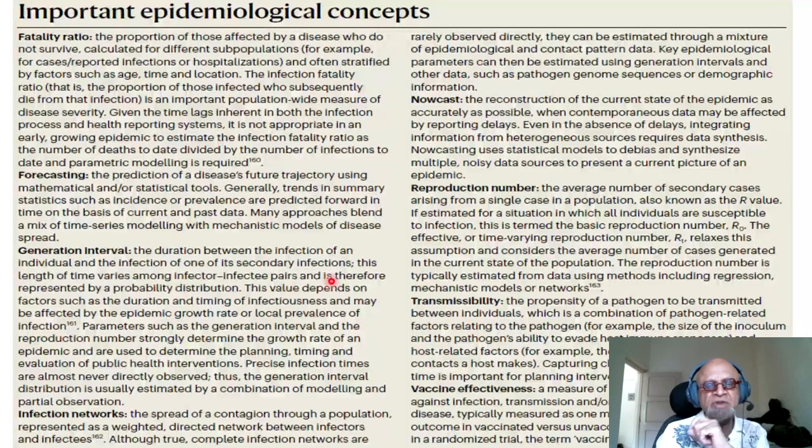Generation interval, the duration between the infection of an individual and the infection of one of its secondary infections. So let's not go into that, because that length of time varies among infector and infectee pairs and is therefore represented by a probability distribution. Infection networks, the spread of a contagion through a population represented as a weighted directed network between infectors and infectees. Nowcasting is basically for the very immediate period, a reconstruction of the current state of the epidemic as accurately as possible when contemporaneous data may be affected by reporting delays.